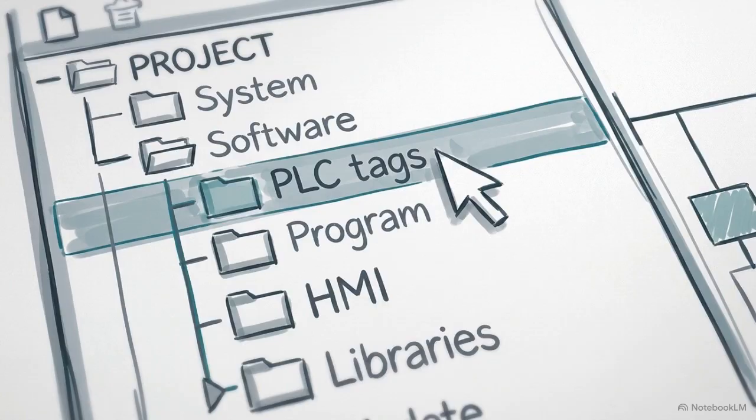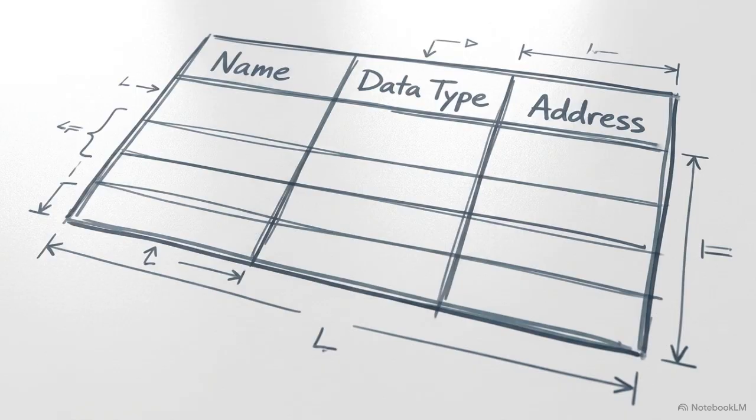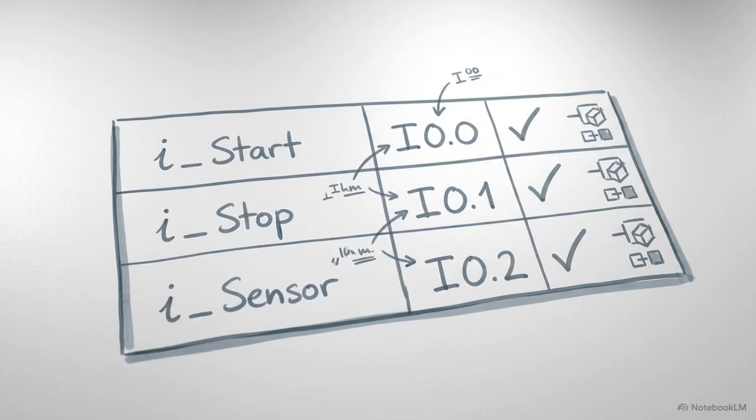Open a new project in TIA Portal and navigate straight to the PLC tag table. This interface is where we define our user input tags. We assign the start button to memory address I0.0, the stop button to I0.1, and the item sensor to I0.2.